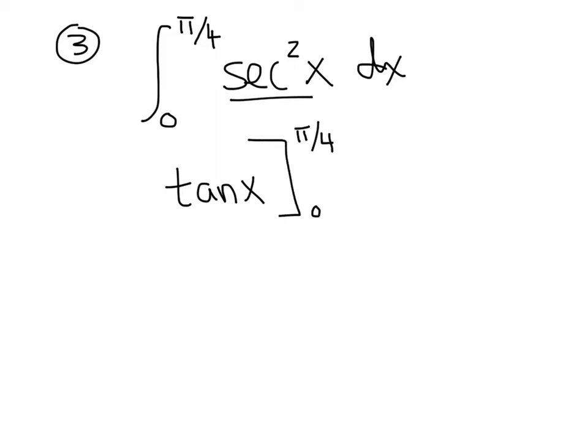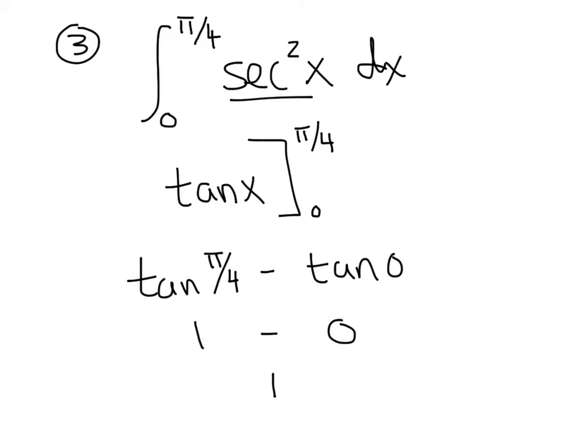Just keep reminding yourself we are going to plug in the upper bound first. So it's going to be the tangent of pi over 4 minus, now we'll substitute the lower bound. I've got 1 minus 0 for a grand total of 1.